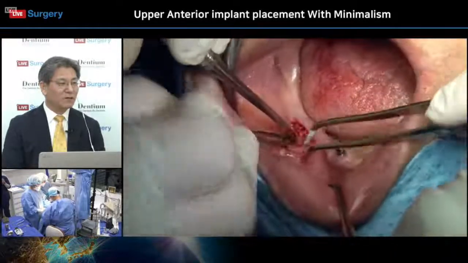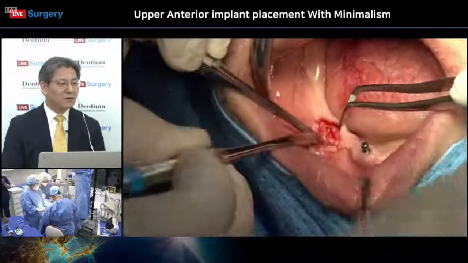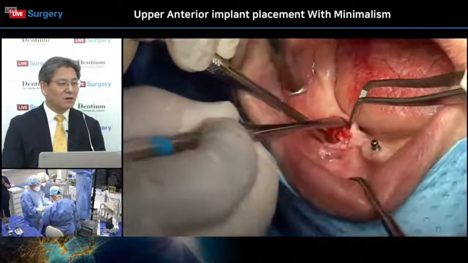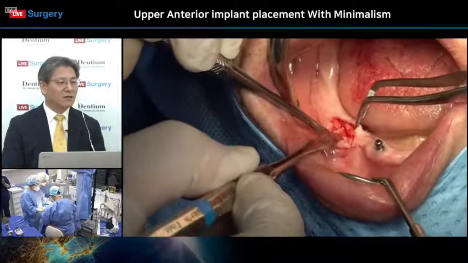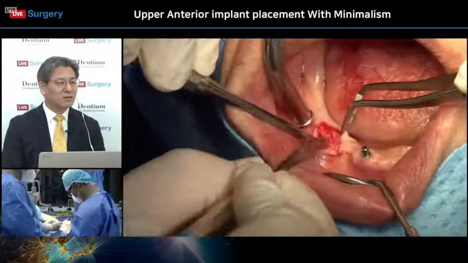Maybe. And in this side is initial drilling, a little bit labial position. I need to change a little bit to the lingual direction. Okay. Yeah, as you see, and we can see some lesions.